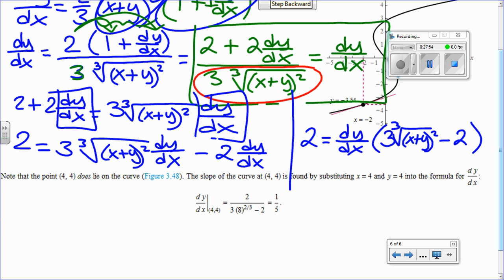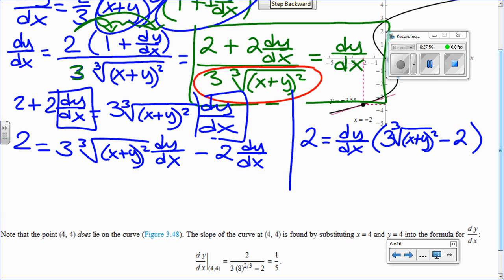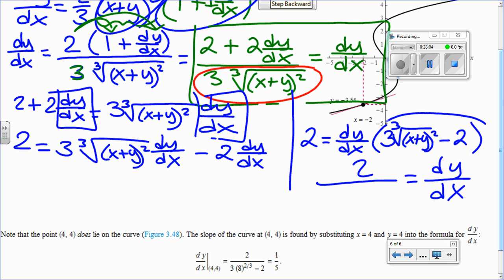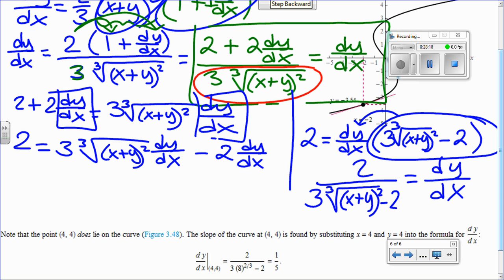And so just to finish, dy/dx is going to be 2 divided by all of this stuff. Why divided? Because that is multiplying to the dy/dx on the right side. So if I take it to the left side, it will be over 3 cube root of (x plus y) squared. And then let's not forget the minus 2.